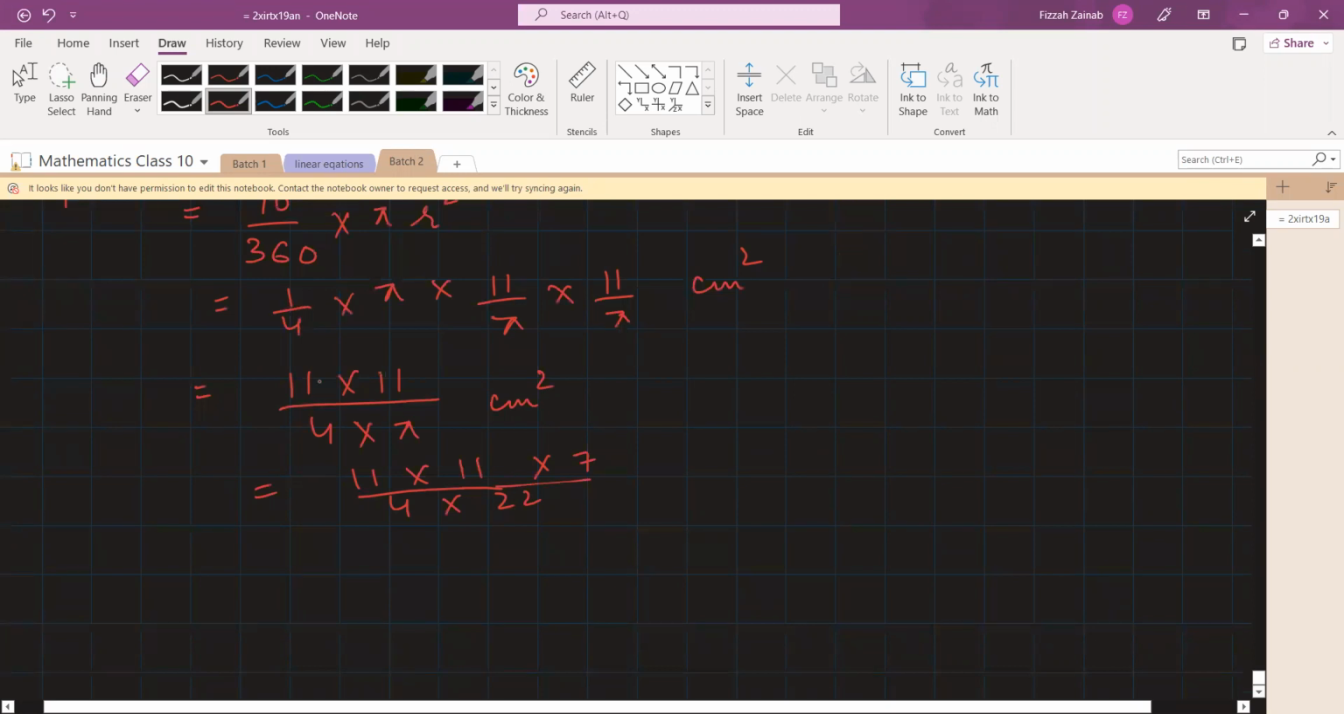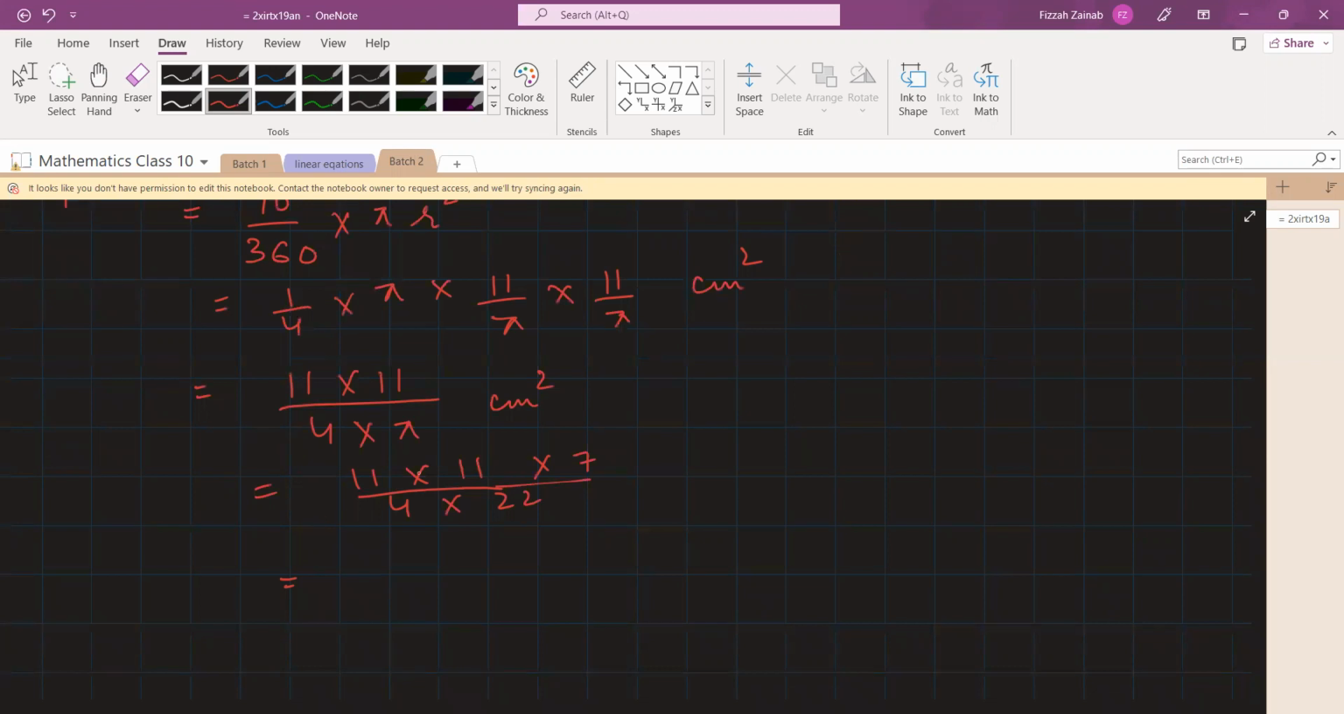Yeah, I think 1 pi cancels out. Okay, fine. And 11 into 2 at least you can do. So 11 divided by 4 into 2. And one more 7 is here. So this will be 77 divided by 8 centimeter square. You can leave it like this in fraction.